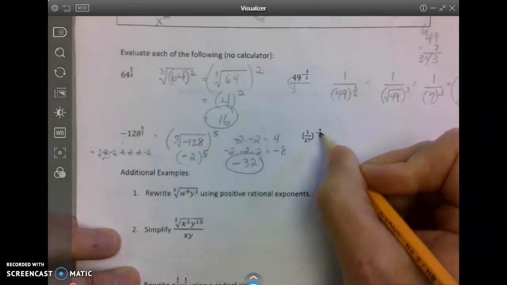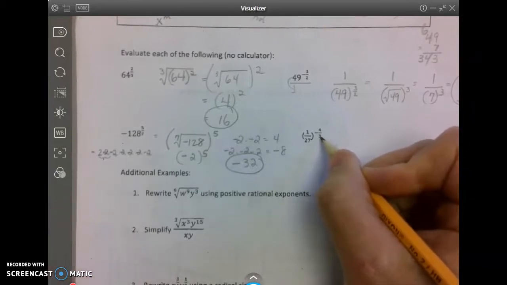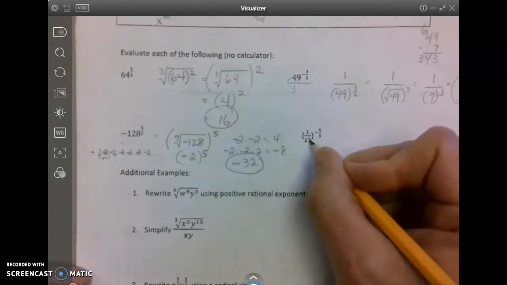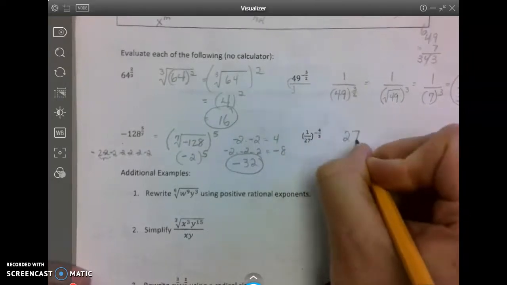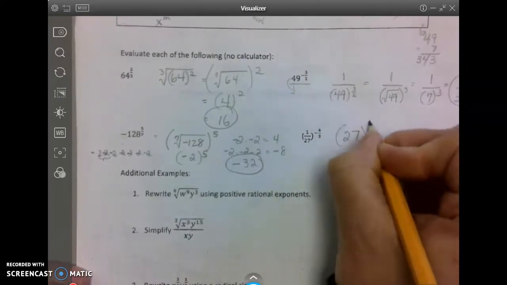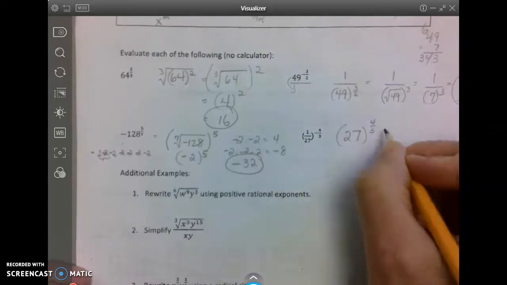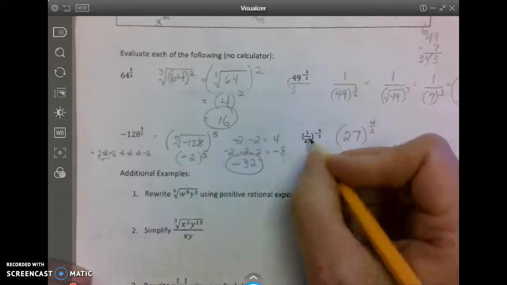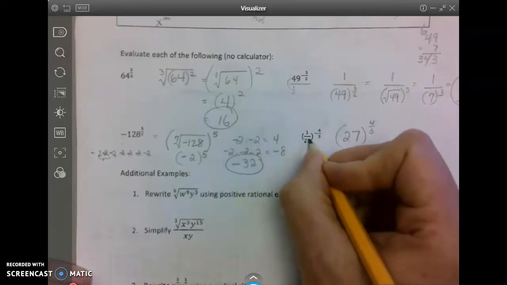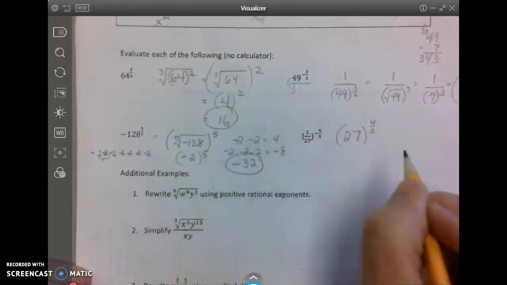All right, so I've got a negative exponent here. So in order to make this a positive exponent, I need to cross the line to change the sign. And so I'm going to move the 27 to the top, and that will now make it a positive 4/3. Okay? Because this is 1/27, the whole thing was to the negative 4/3.